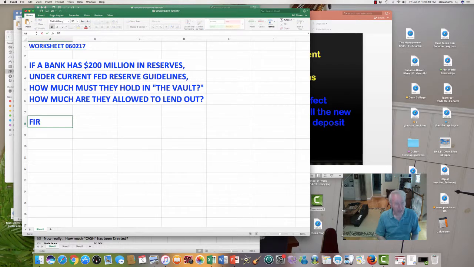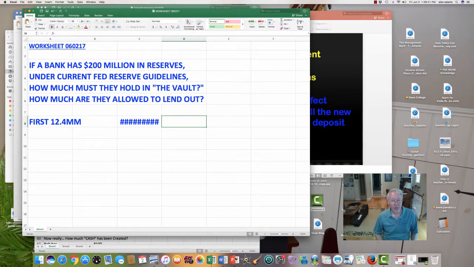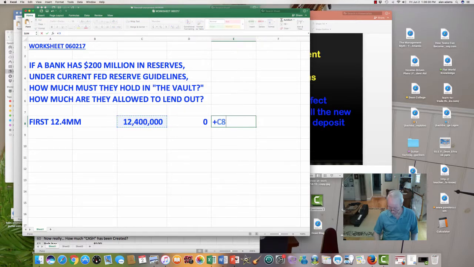On the first 12.4 million, it's going to be simple. It's going to be $12,400,000 times 0. As we all know, that of course is going to be 0. They don't have to hold anything back. That money is essentially free for them.